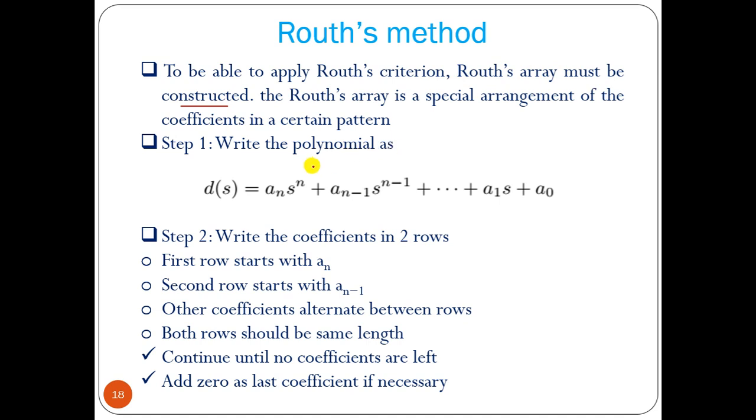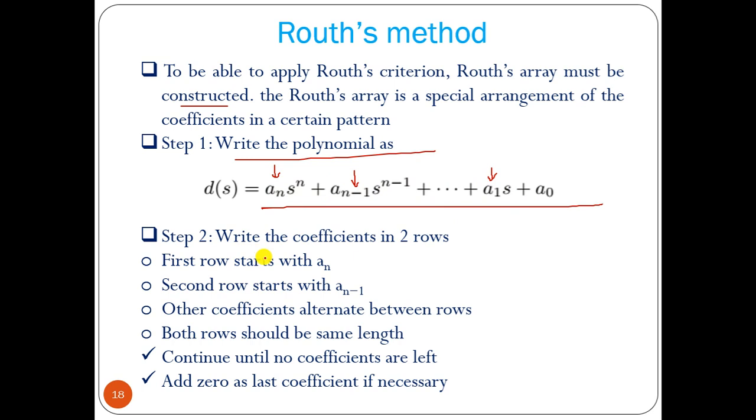Okay, and that we have to construct it from the characteristic equation or the denominator polynomial. This is the form of the denominator polynomial. Here a_n, and so on, are the values of the coefficients, with s to the power n.